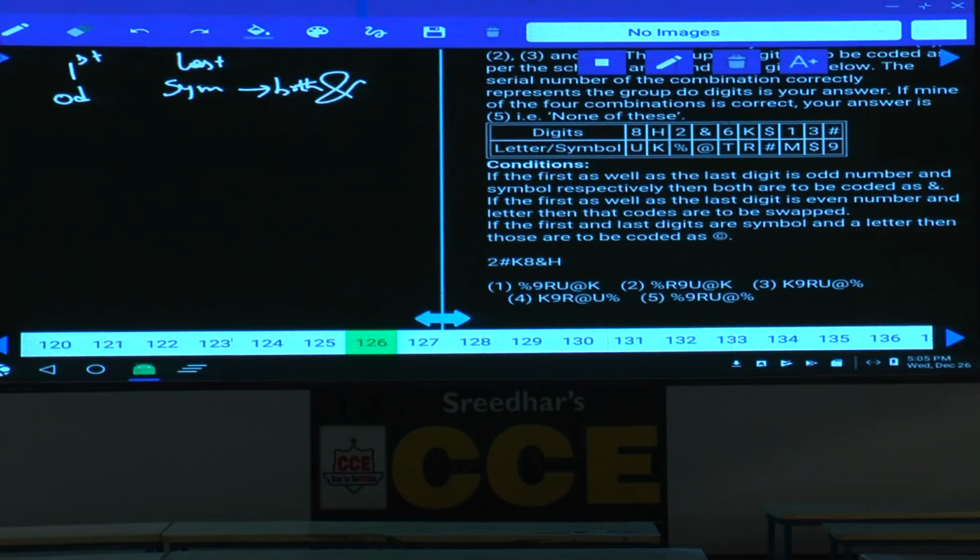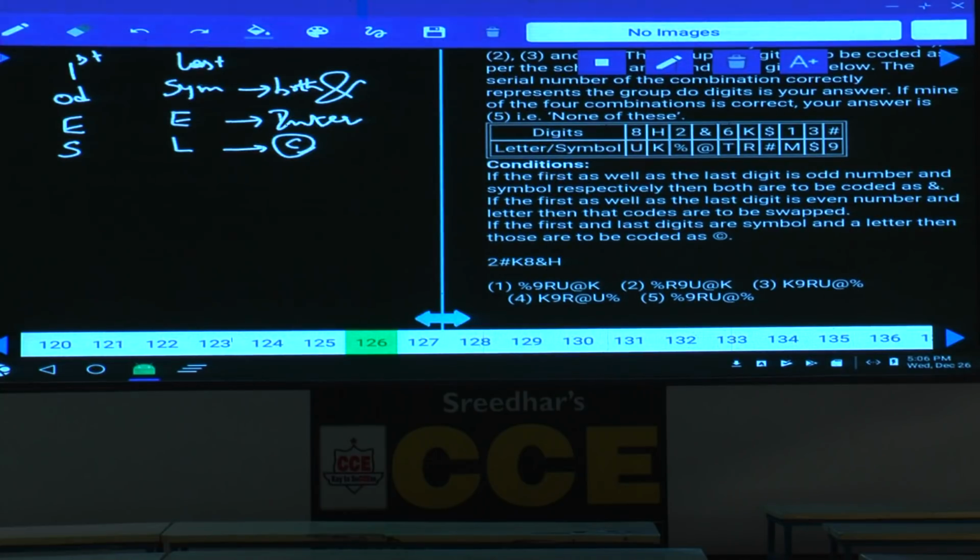First we should decode the given information, because for each and every question we cannot read all three conditions. Condition number 2: the first as well as the last digit is even. First one is even and the last one is also even. Then the codes are to be interchanged. Then if the first and the last are a symbol and a letter, these two must be coded as copyright. This is the information given.